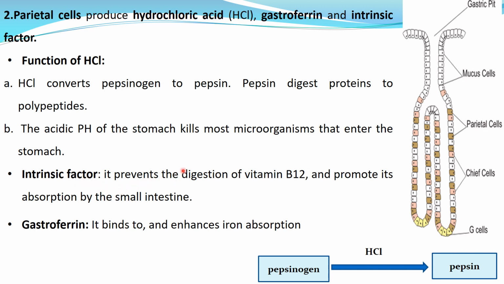Intrinsic factor prevents the digestion of what? Well, let us say it is involved with vitamin B12 absorption, and it prevents the digestion of vitamin B12, and promotes its absorption by the small intestine. It means it promotes the vitamin B12 absorption by the small intestine.